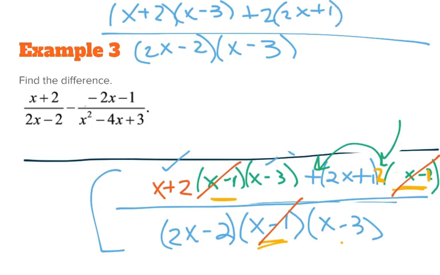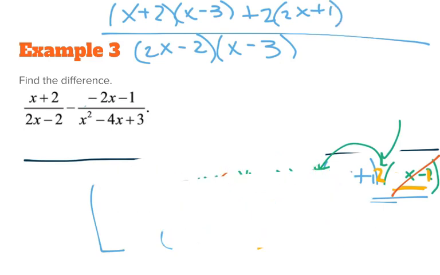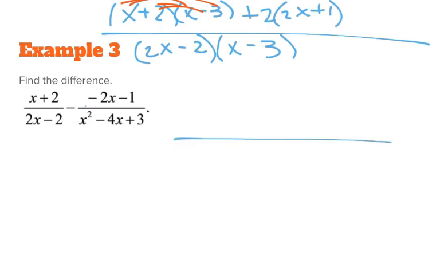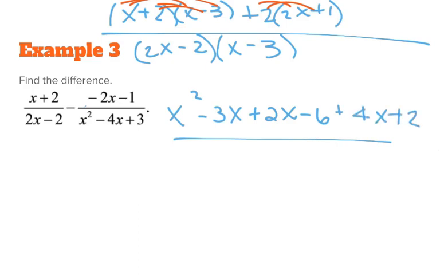Okay, so now I can erase this. And now this looks a lot more simple for me to distribute things because instead of having 3 sets of parentheses, I just have 2 sets of parentheses. So I can distribute that like normal. So my new numerator would be x squared minus 3x plus 2x minus 6. Let's distribute this part as well. So plus 4x plus 2. And my denominator, I'm going to leave that in that nice factored form.